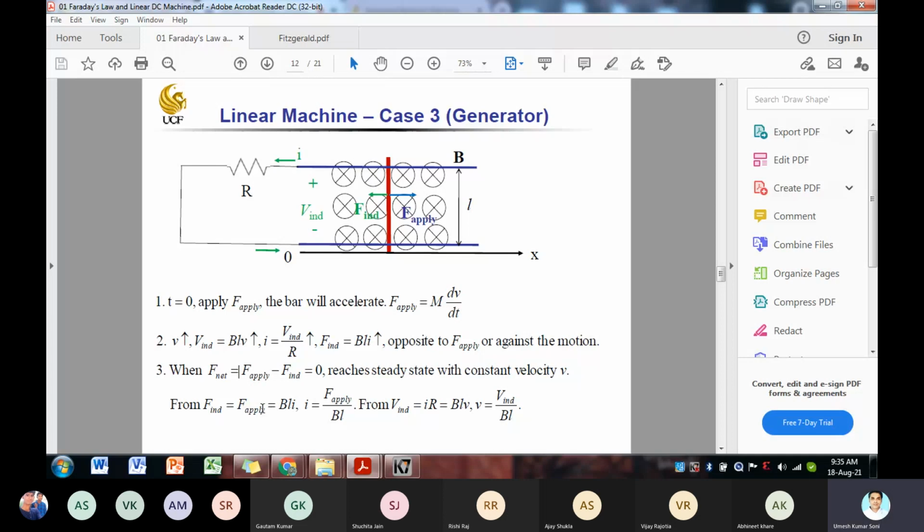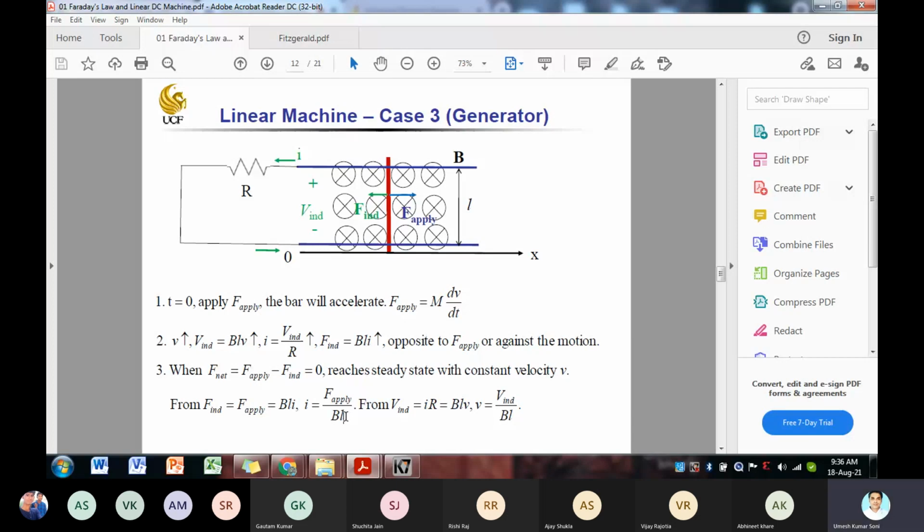This relation, F induce equal to BLI, will be equal to F apply. So F apply equals BLI, so you can get the steady state current in that case using F apply upon BL. So steady state current which is sufficient to oppose the F apply, meaning when the induced force and F apply become equal, how much current should be in the conductor so that F induce equals F apply.